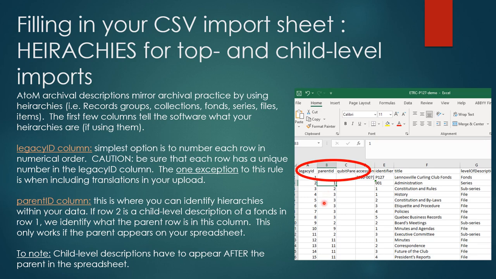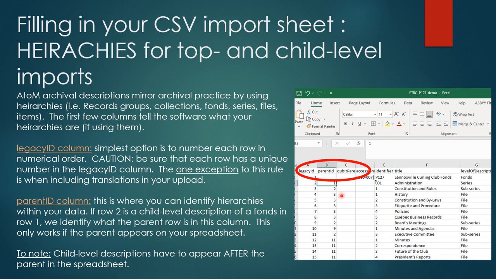And so you're always indicating the most immediate parent. If I'm going down and looking at a file here, History, the parent to that particular file isn't the curling club. The immediate parent is the subseries, which in this case is Constitution and Rules. So for History, the parent is found in row 3. So that's how we have it indicated.